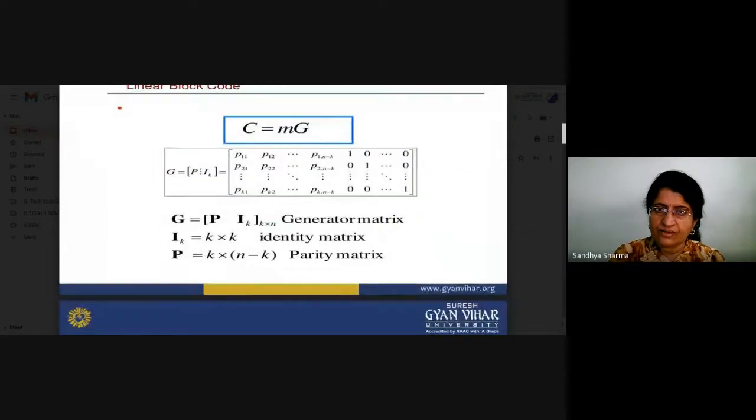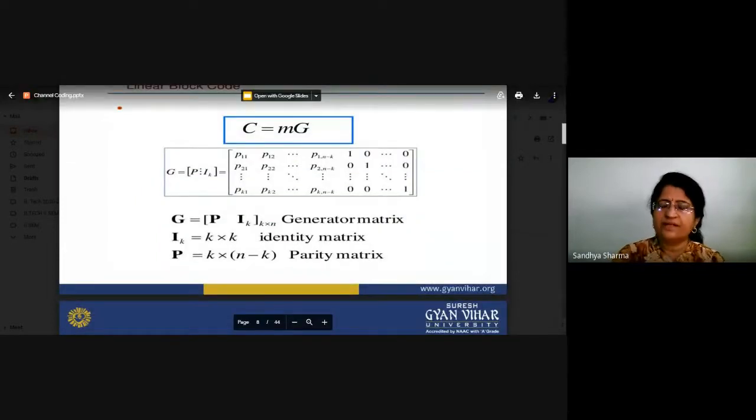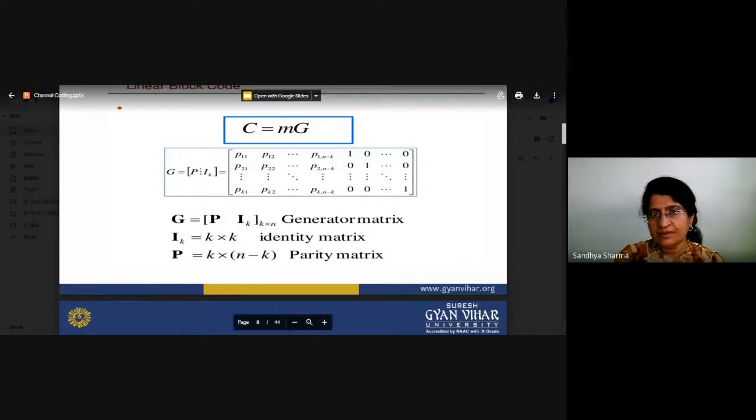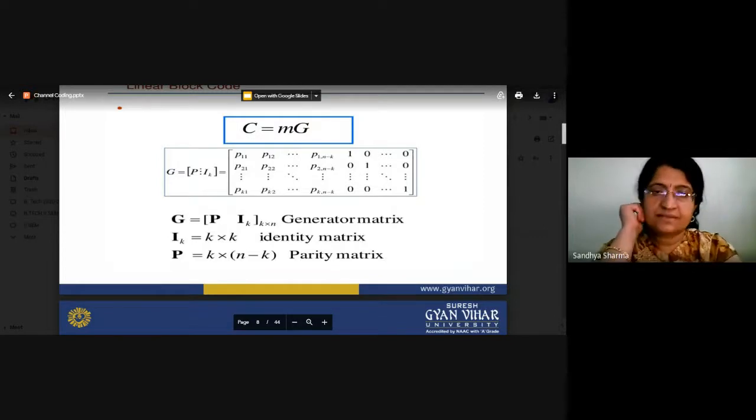I think you have to be comfortable with C equal to mG. If you are given any message signal, suppose the message signal is a 4-bit combination, you have 16 types of message signals, m0, m1 to m15. Any of these message signals can be multiplied with the generator matrix G, and then you can generate the code word for that particular message signal. That is the basic phenomenon. Code word C is equal to m into G, where capital G is the generator matrix and small m is the message bits.